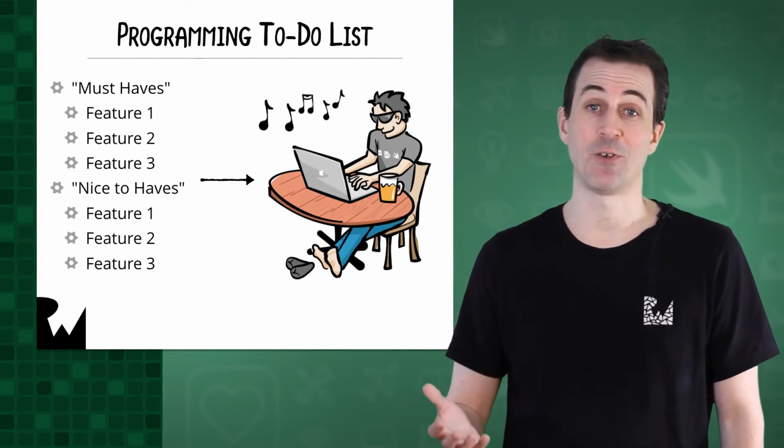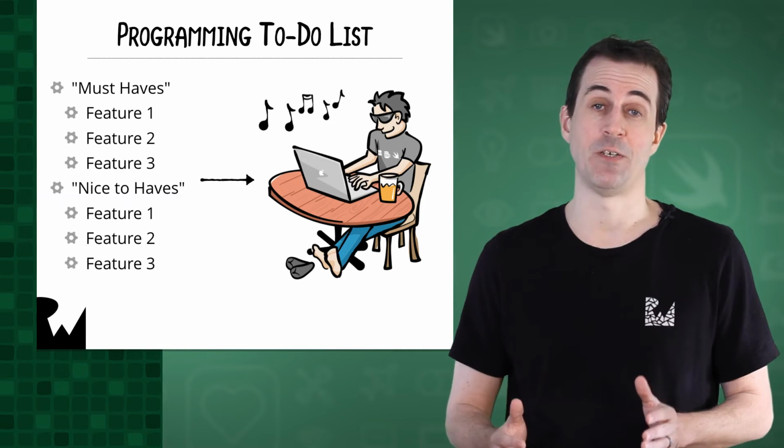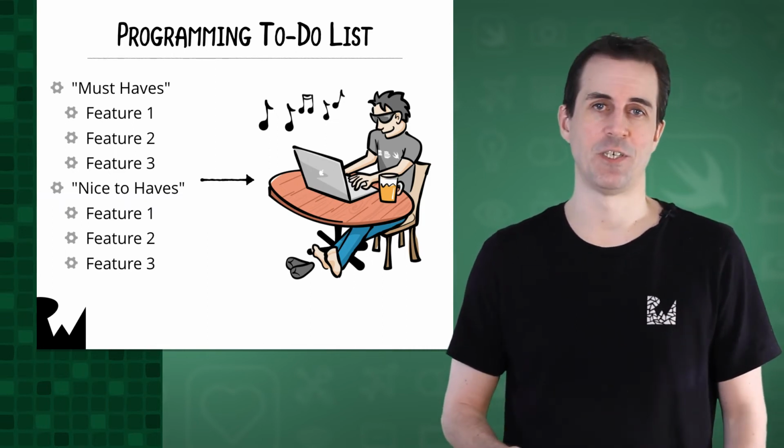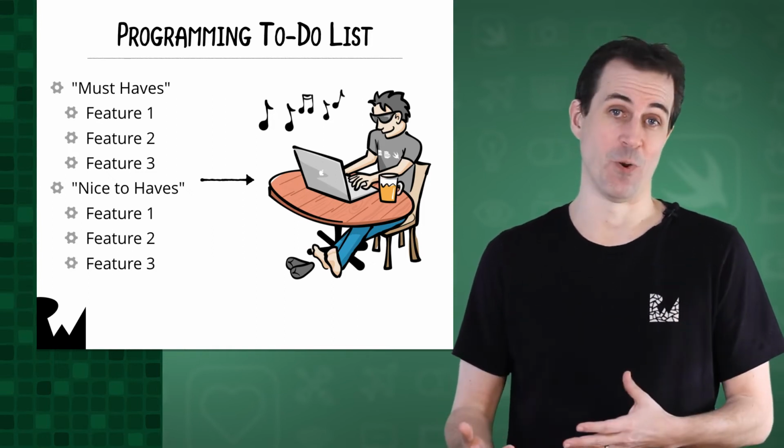The game may not look great yet, and it might not have all the fancy features and bells and whistles, but hey, it works. The nice-to-have list should contain everything else, including features like making the app look amazing or adding the leaderboard screen in.